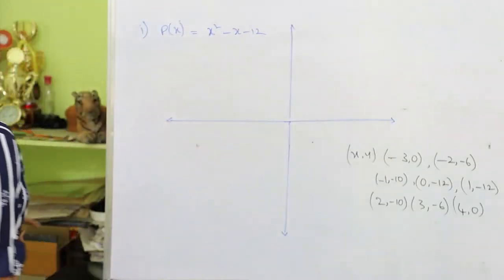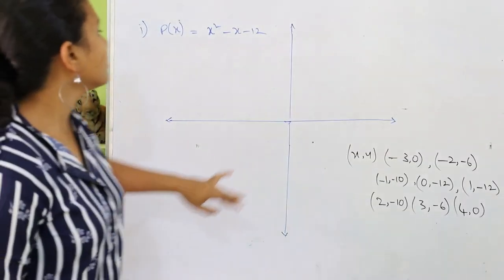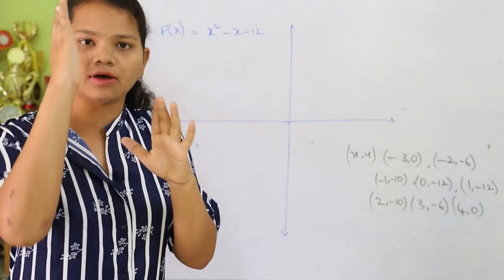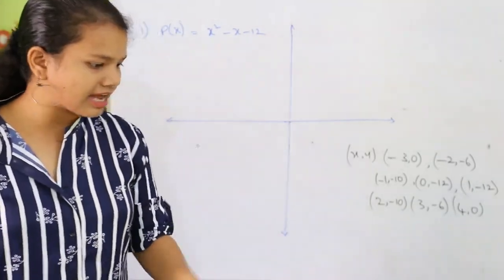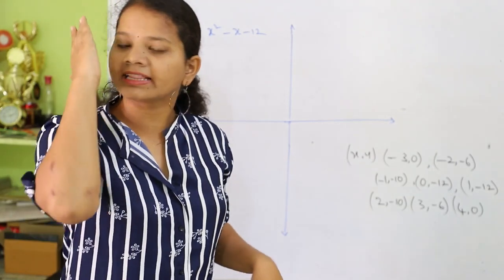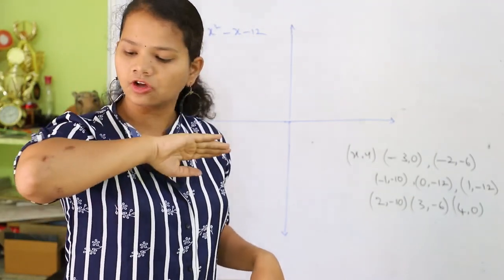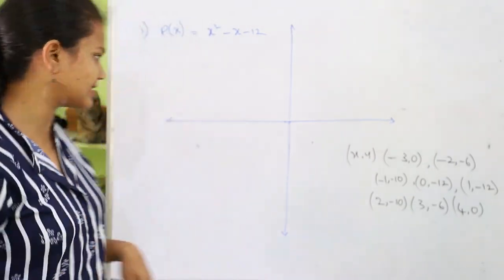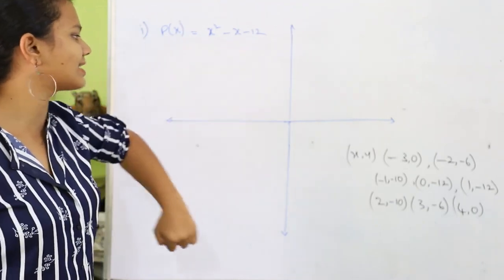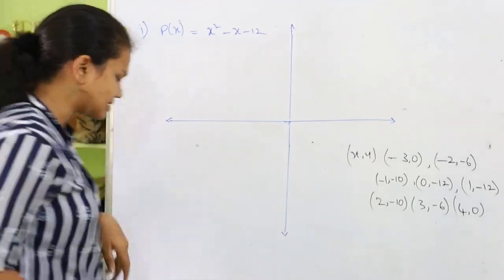Actually, we also had graph papers. Okay, let it be. Now here, guys, in the graph paper we will be getting the y-axis and the x-axis. The vertical line is known as the y-axis, and the horizontal line is known as the x-axis.